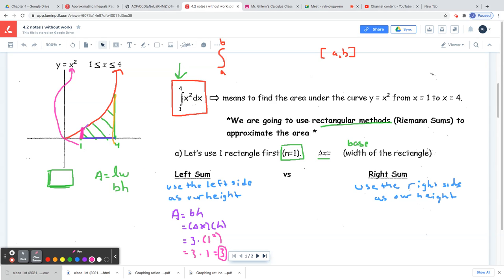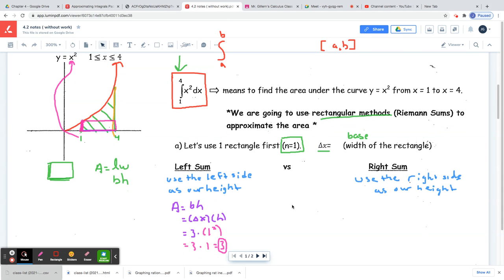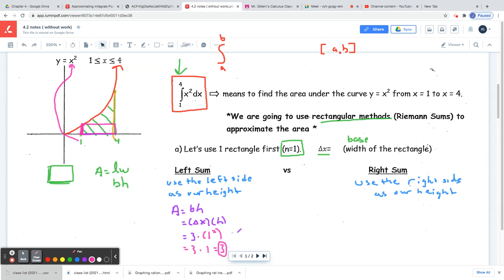So what we just found was the area of this pink rectangle. If you compare the area of that to the green, it's obviously an under approximation. It's not a great approximation. You can see that there's still a lot under there that's not taken into account. So the left sum of this problem with one rectangle would be 3, because we use the left side as my height. Delta x, the base, was 3, and there's only one rectangle.